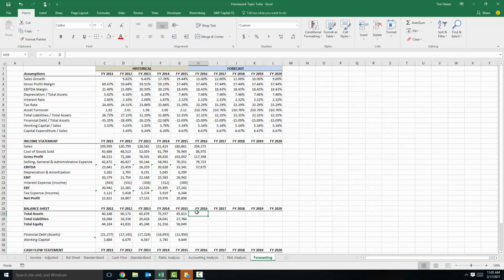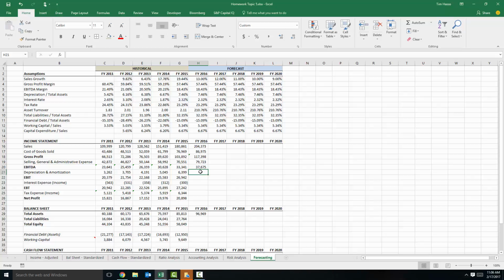So what I can do is I can already calculate the total assets right now. In order to do this, I would say equal to, and I'm going to use the asset turnover ratio to calculate it. So I need to take the sales and divide it by the asset turnover, which is in H9. So H16 divided by H9. And that gives me the total assets for this year.